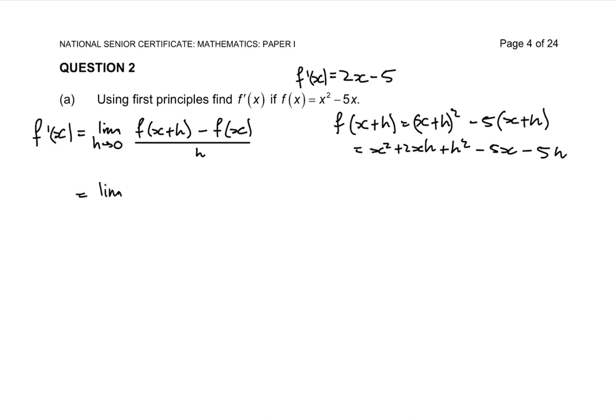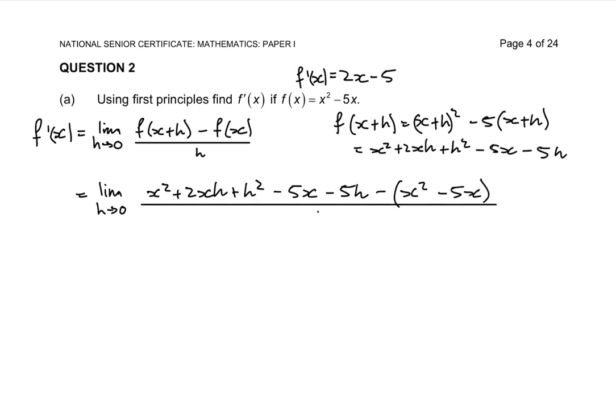So, of course, we keep the limit as h tends to 0. And then for f of x plus h, we substitute this. So we have x squared plus 2xh plus h squared minus 5x minus 5h. And then from this term, which is our f of x plus h term, we are going to subtract f of x, which is x squared minus 5x. And this is all going to be over h.